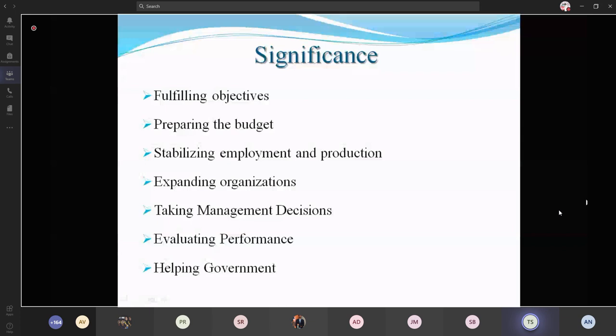For example, if an organization has set a target of selling 50,000 units, in this case they will have a demand forecast. If the demand for the organization's product is low, so that their selling target is 50,000 units, and they are taking a demand forecast, they are using some techniques and forecasting the demand in the future.